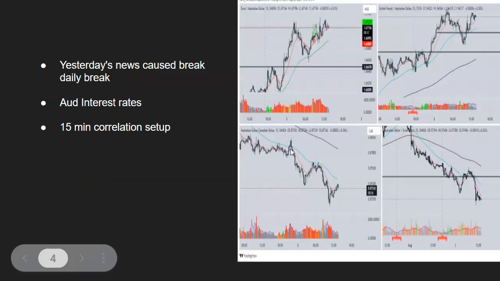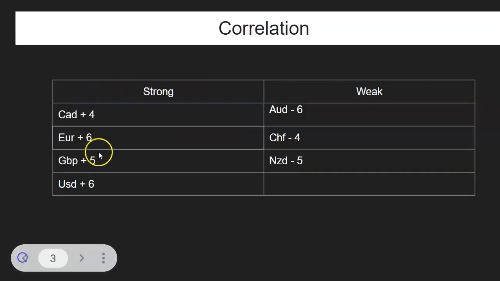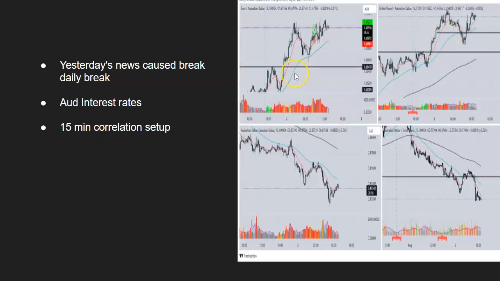Okay, so using the numbers, I did put the euro and the aussie together. As you can see, euro +6, aussie -6, and this brought my attention to this setup. Also, prior to trading session, I like to look at news, put price action and news together, and create a thesis.